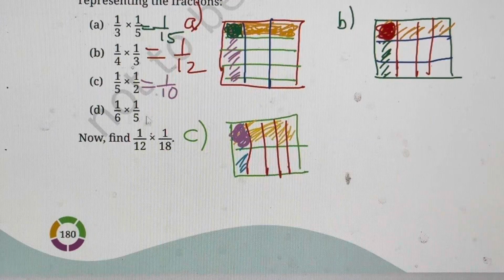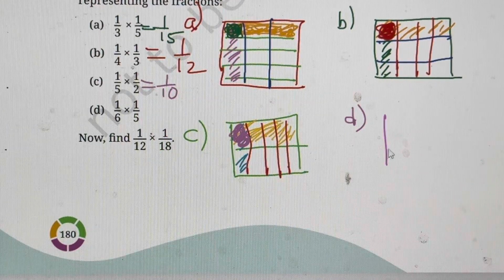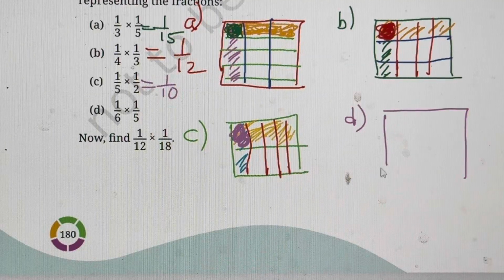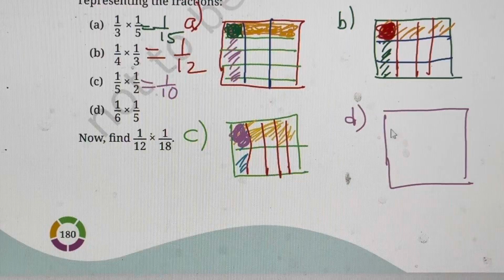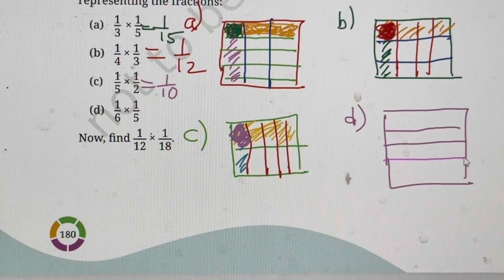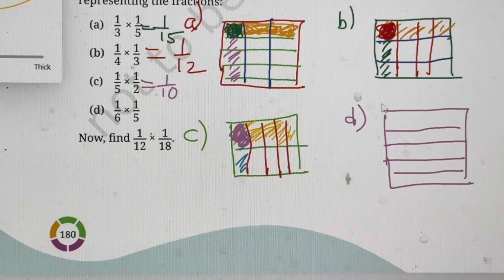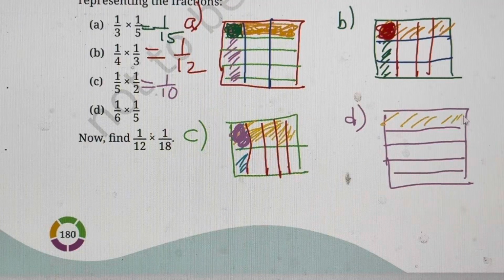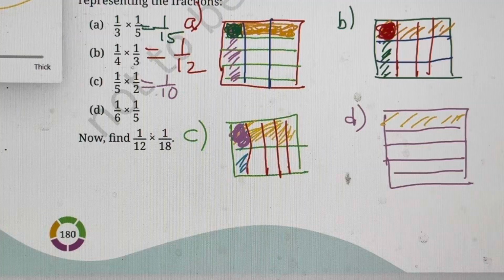Now we do question number D. So for D, again we draw one square. There is 1 upon 5, 1 upon 6. So first we draw 5 rows, right? And shade one of the portions. So this represents 1 upon 5. Then we are multiplying by 6. So we draw 6 columns.